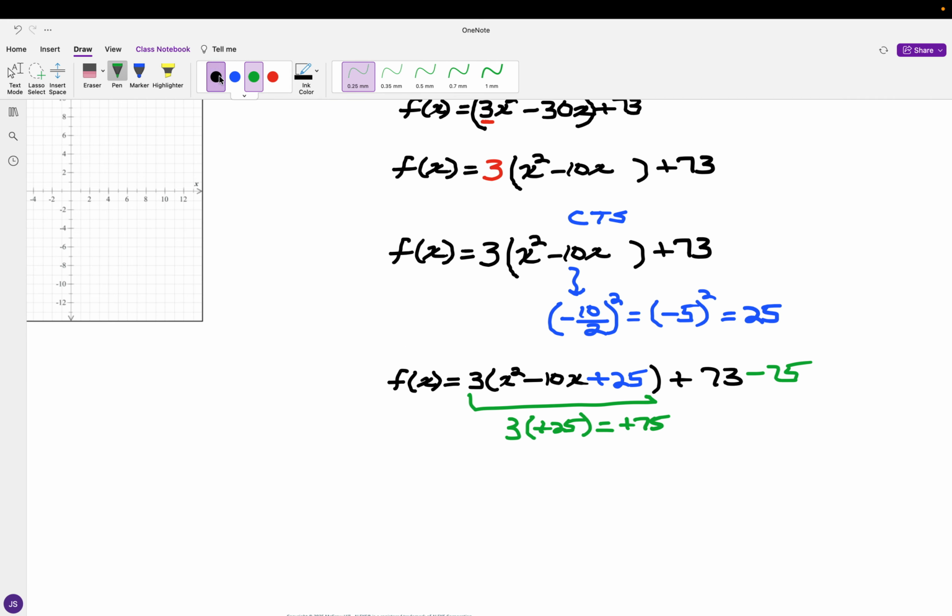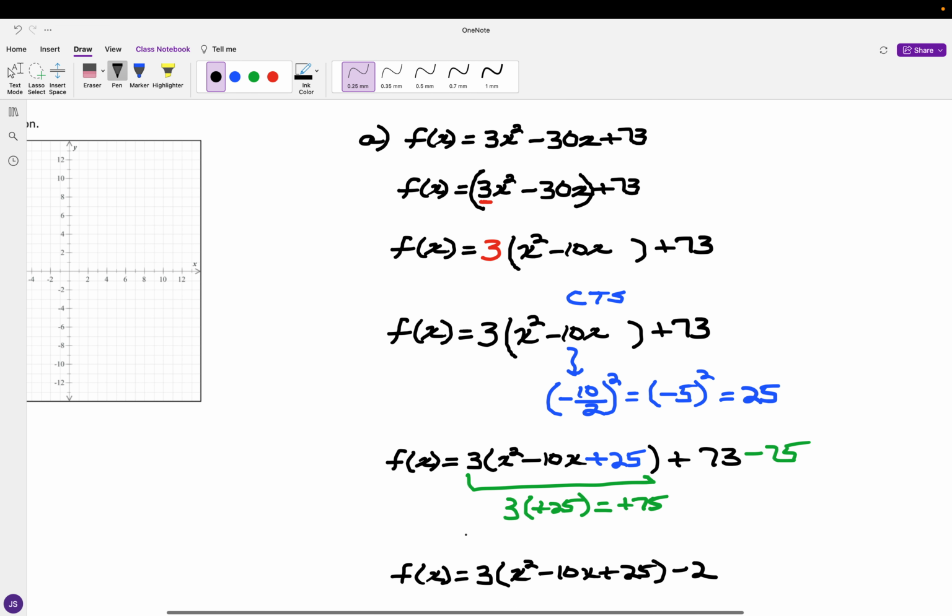So looking at what we have in the rewrite, we have f of x is equal to 3 times the square trinomial x squared minus 10x plus 25, and we have 73 minus 75. Okay, so that will go to negative 2. And again, just checking, we have 3 over the trinomial. We've got 3x squared minus 30x. 3 times 25 is 75, and 75 minus 2 returns to 73.